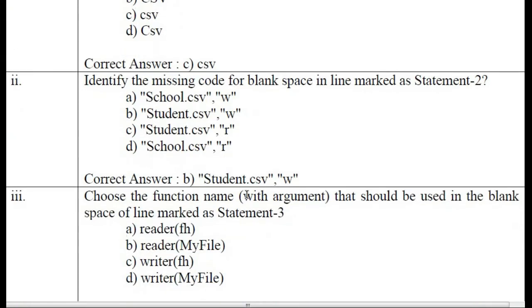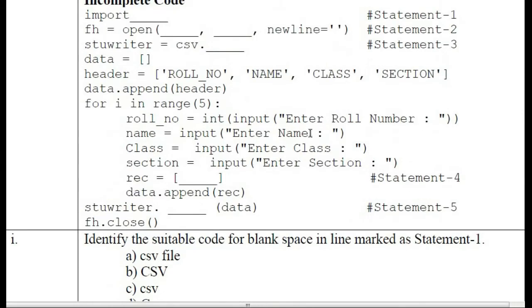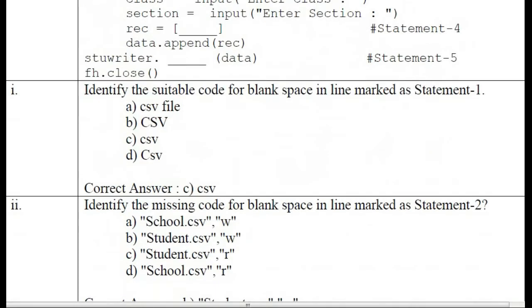Choose the function name with argument that should be used in the blank space of line marked as statement 3. See what is there in statement 3? stuwriter equal to csv dot. Before writing the data, we need to create the writer object. Right? So what do we have to give here? csv dot function writer. Then the argument will be the file handle, that is fh. Okay, we will see the options.